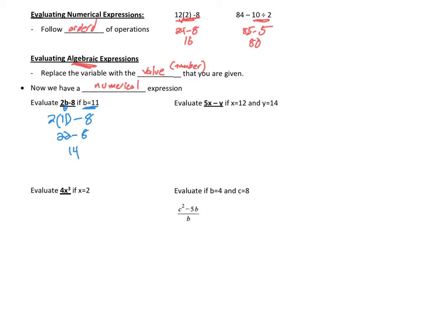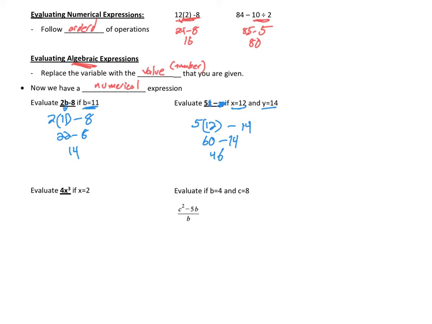Okay, let's look at this next one. We're going to evaluate 5x minus y if x is 12 and y is 14. Since x is 12, I'm going to take out this x and put in 12, minus y we said was 14, so I'm going to take out y and put in 14. So now it's just a numeric expression. So 60 minus 14, which is 46.